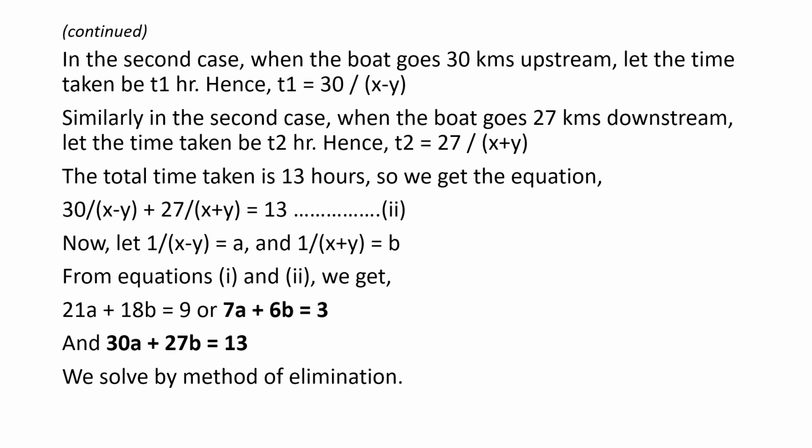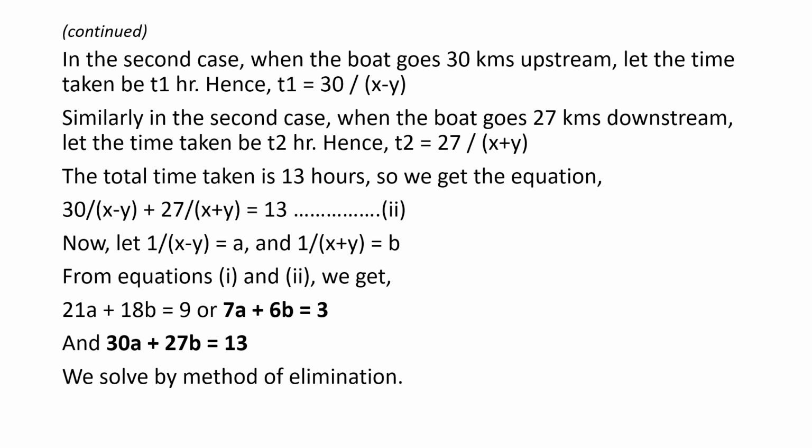Now we have got two equations. Remember, in the last video we had seen how to reduce it to a pair of linear equations. So over here, for simplicity, we take 1 upon x minus y as a and 1 upon x plus y as some variable b. So now we get the simplified pair of linear equations, which is 21a plus 18b is equal to 9, or simplified 7a plus 6b is equal to 3. And the second equation is 30a plus 27b is equal to 13.